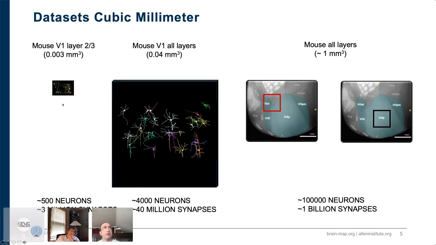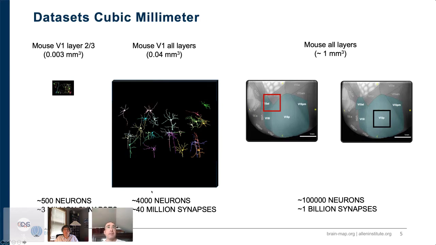Some of the data I'm going to share with you today is from this data set. There's a second data set, and the first data set is about 100 microns thick. The second data set that we have now goes from Pia to the white matter, so it has neurons across all the columns. It's not public yet, and it's a bit thinner, 40 microns thick. It has about 4,000 neurons with soma in the volume and about 40 million synapses.